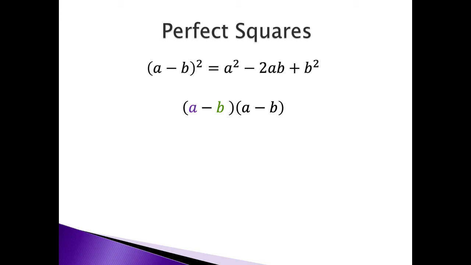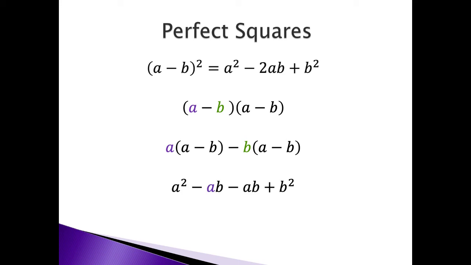To multiply out, I have a minus b times a minus b. So that's a times a minus b times a minus b. So I have a squared minus ab minus ab plus b squared. So I get a squared minus 2ab plus b squared. All I'm doing on this slide is showing you where the rule comes from.